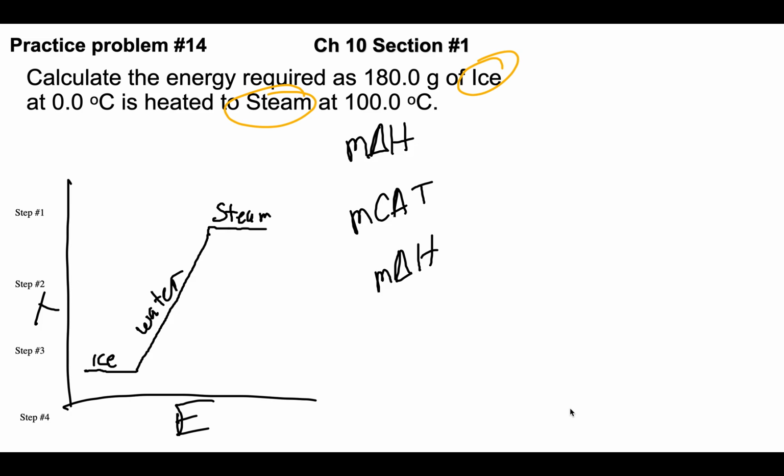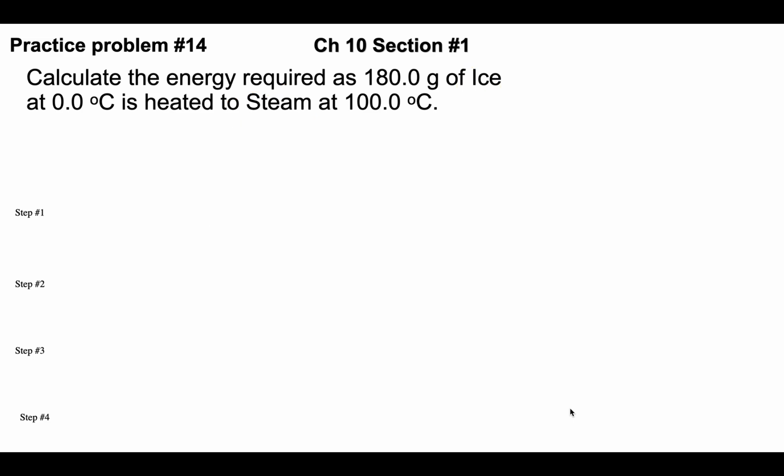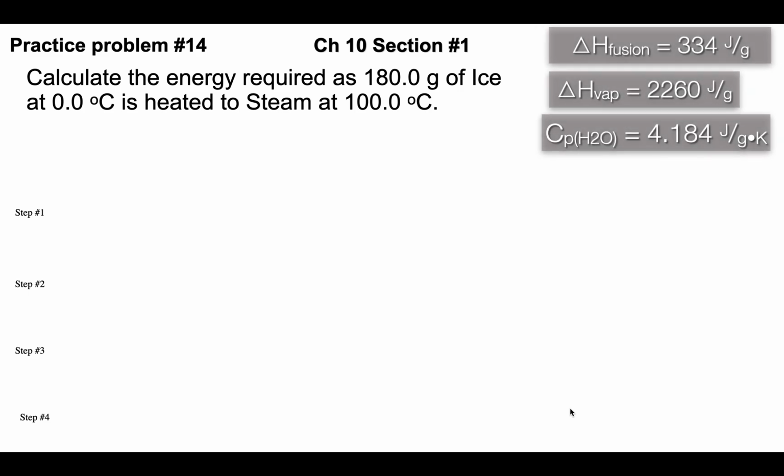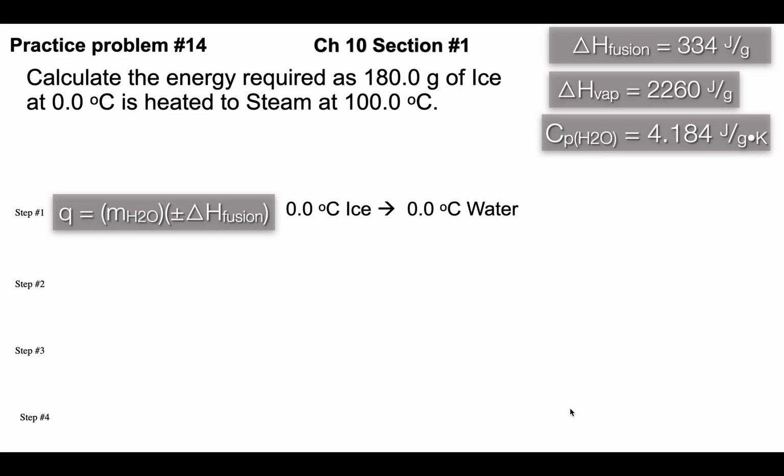So let's clear all that out. Let's see what we have. So step one, here's all the stuff we need. Step one, we're going to do m delta H. Again, we're going to convert ice to water. Once we convert ice to water, then we can raise the temperature. But first, we got to convert ice to water. So we're going to have our mass, which is 180 grams, and our delta H of fusion, which is converting ice to water. That is 334 joules per gram.